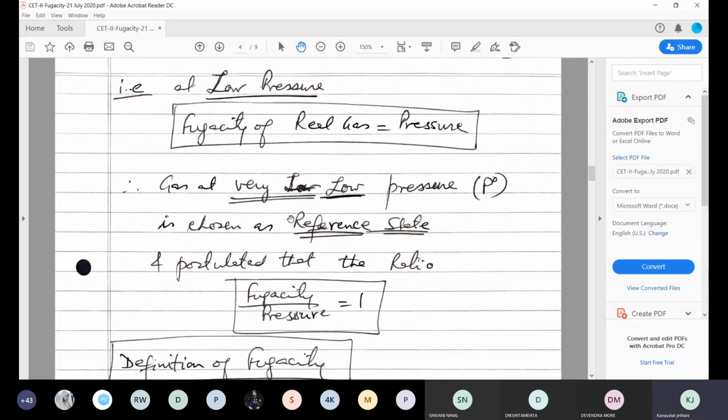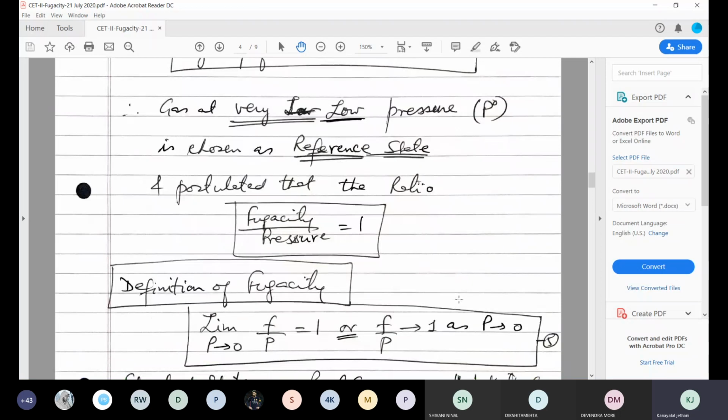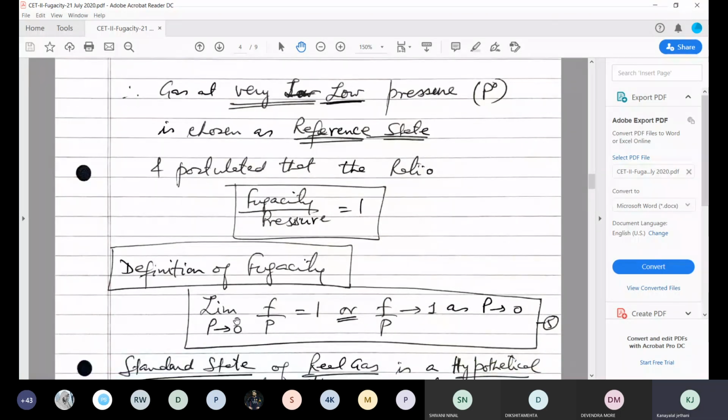Okay? So gas at very low pressure, P0, is chosen as the reference state. And we say that fugacity by pressure is equal to 1 at low pressure. F by P is equal to 1 when the real gas approaches an ideal gas. Then fugacity will be equal to pressure. So we define fugacity as the limit when pressure tends to 0, fugacity upon pressure is equal to 1. That's what we are saying, right? At low pressure, fugacity is equal to pressure, or F by P tends to 1 as P tends to 0.